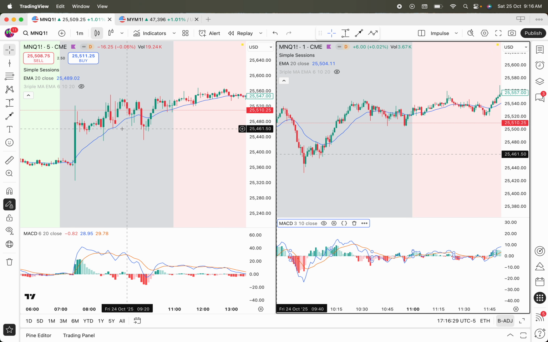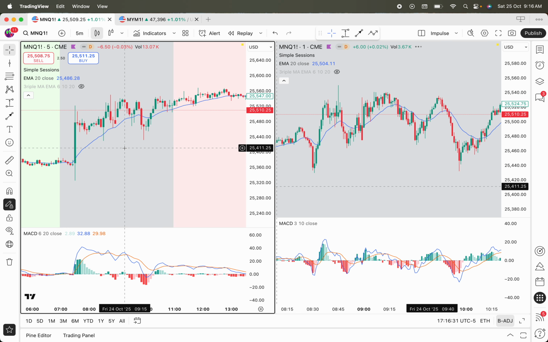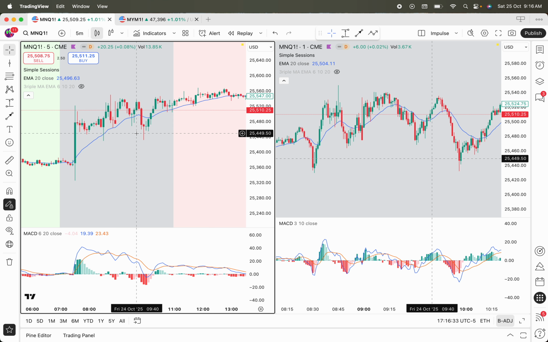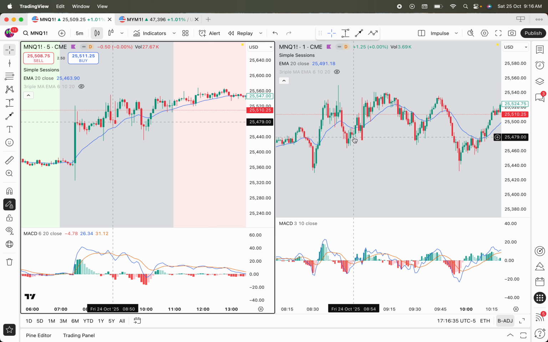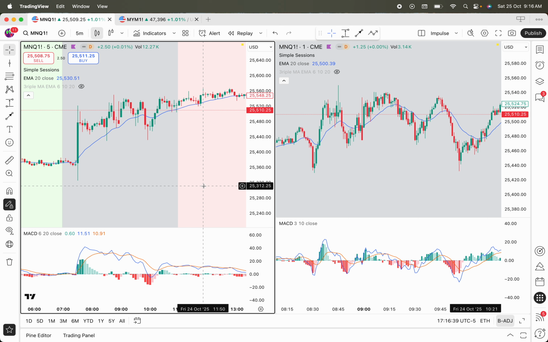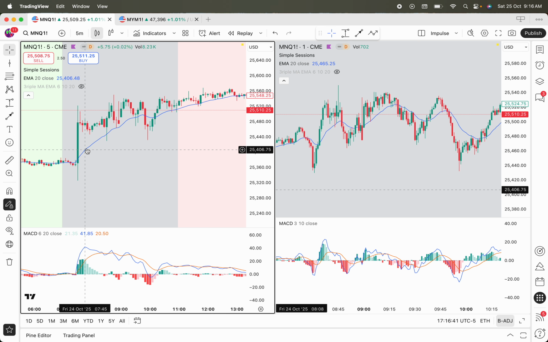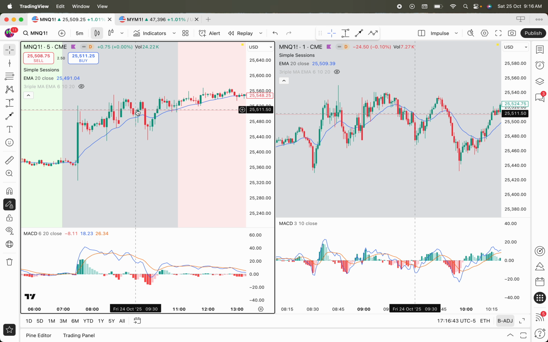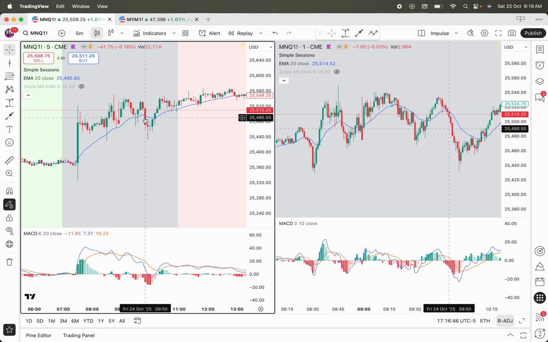I use the 5-minute chart as the parent chart, meaning I look for direction here, and the 1-minute chart is used for entries and exits. I'm a firm believer that if price is above the 20 EMA, it is long, and if it is below the 20 EMA, it is short.